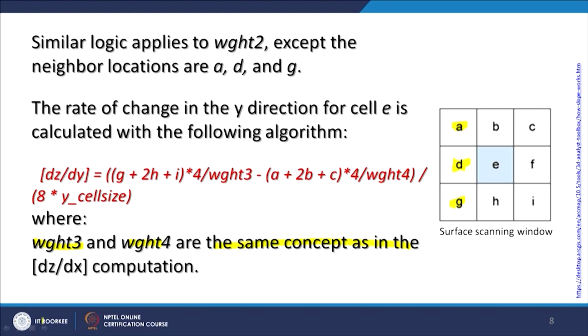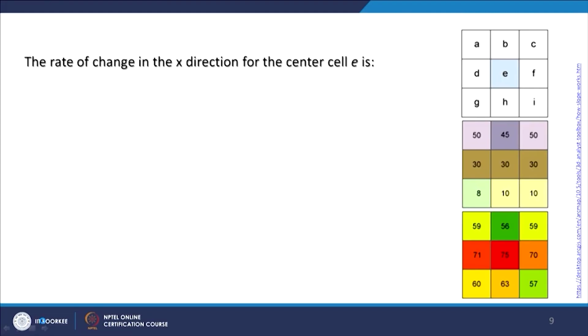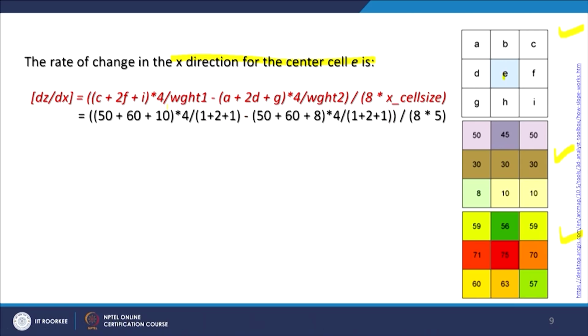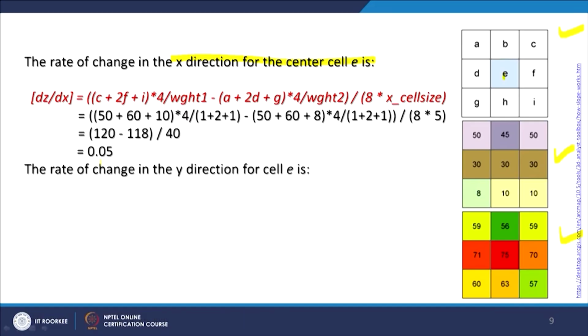in the x calculation. Now it is for the y calculation. Now, this rate of change in the x direction for the center cell E, we can also observe in this example: this is my kernel, the top one, this is my input digital elevation model, and this is my output. If these values are substituted in the above equation in red color, then this is what the calculation will end with, and ultimately we get 0.05 for that one in one direction.